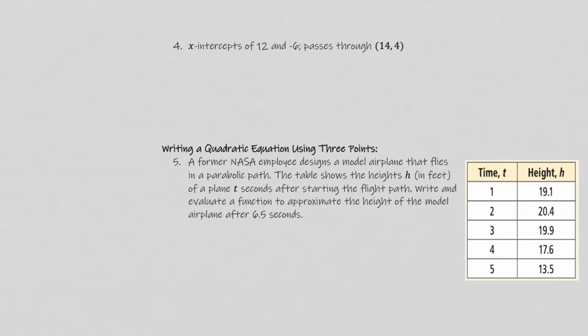We have the intercepts. So when I write it out, y equals a. And if one of them is a positive 12, I write minus 12. The other one's a minus 6, so I'm going to put plus 6. So there's my intercepts, put into my intercept form. Then I'm going to plug in this for x and y. So I end up with 4 equals a times (14 minus 12) times (14 plus 6).